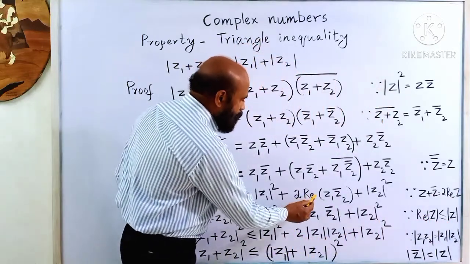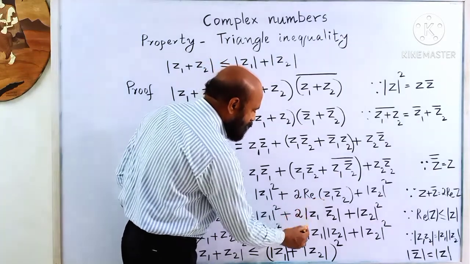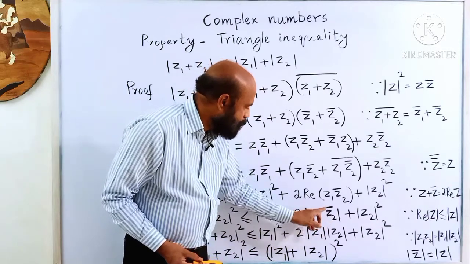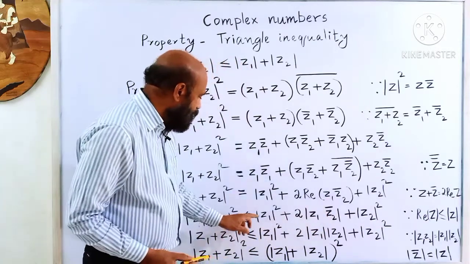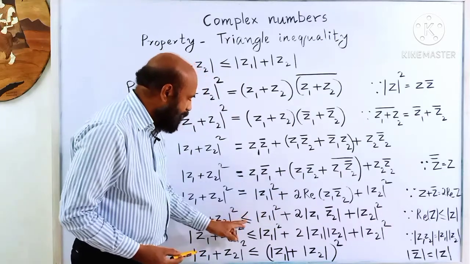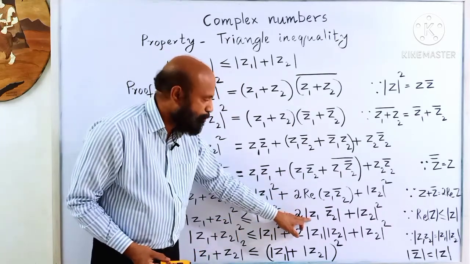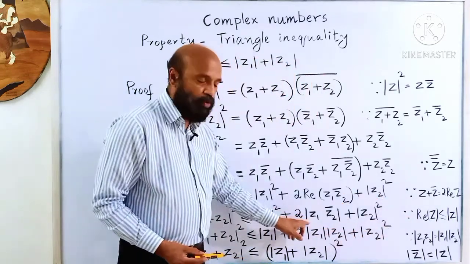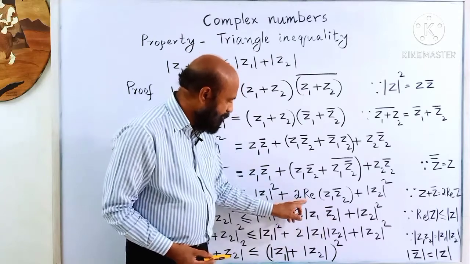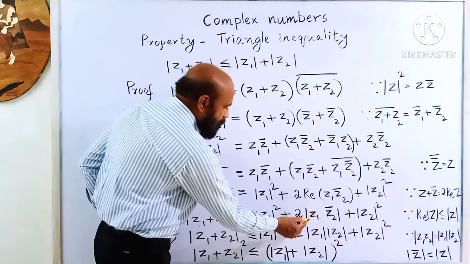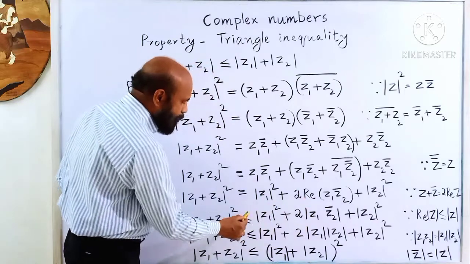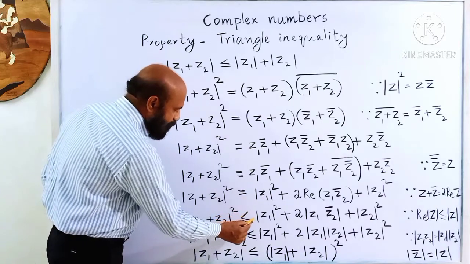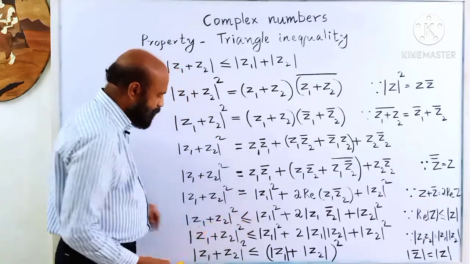So for this, if you write modulus of Z1 into Z2 conjugate, this side will become greater, because the modulus will be greater than the real part of the complex number. We are applying this property: modulus of the complex number is greater than the real part. So here we are writing a greater number, so that side is going to be bigger. So after this step you have to write greater than or equal. This side is going to be lesser.